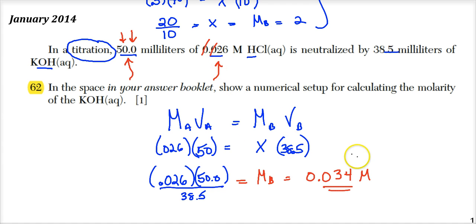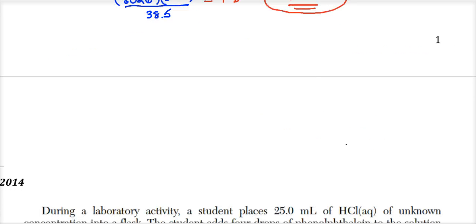That's all they wanted. And because your calculator says so, you leave it. Do not say, oh, that can't be right because that's an ugly number. No, that's the real number. Okay? So pretty simple to identify our titration problems.